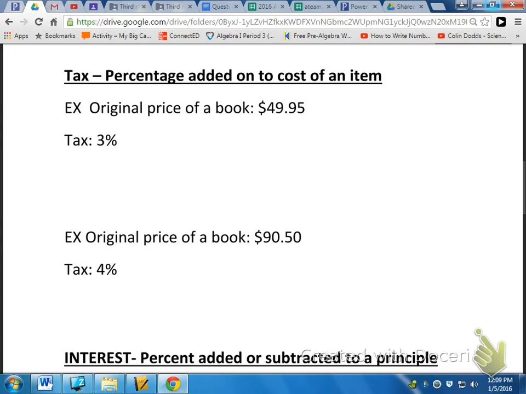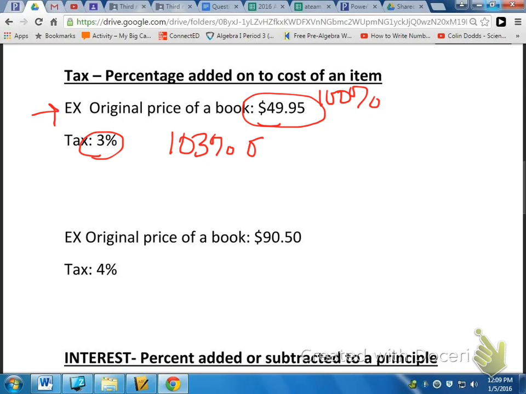So with example 1 of tax, the original price of the book is $49.95. That again is 100% of the item. The tax, you're going to have to add on 3%. So you're going to want to find out 103% of $49.95.